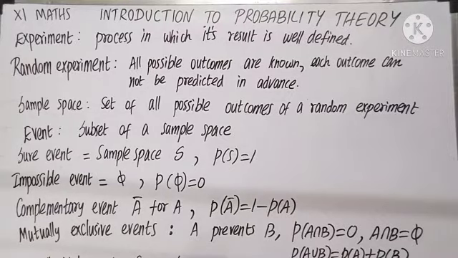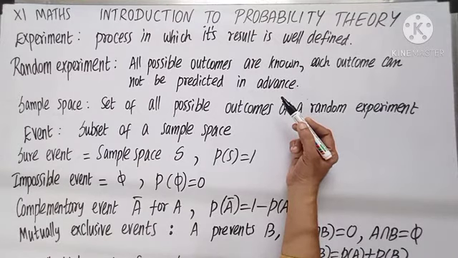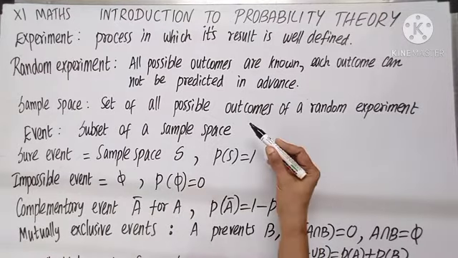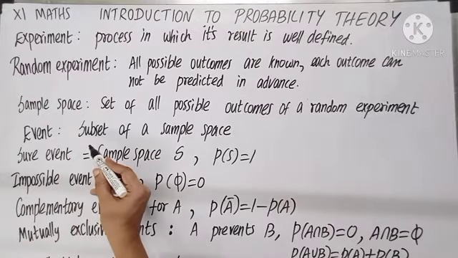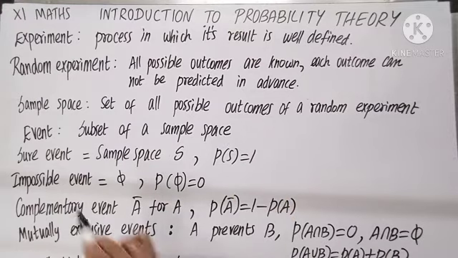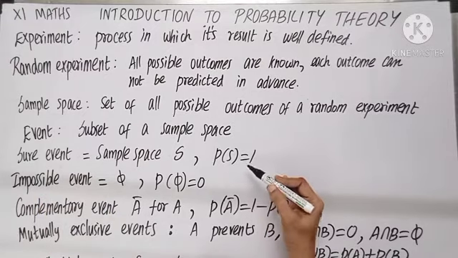An experiment is a process in which the result is well defined. When I say random experiment, we know all possible outcomes, but exactly which outcome will turn out in a trial we do not know. Sample space is a set of all possible outcomes of a random experiment. Event: if I claim I want a head while tossing a coin, so the event is getting a head. So every event I would call a subset of a sample space. Sure event, the full sample space, yes, we declare it is sure to happen. So that is a sure event, and we know the probability of the sure event is 1.